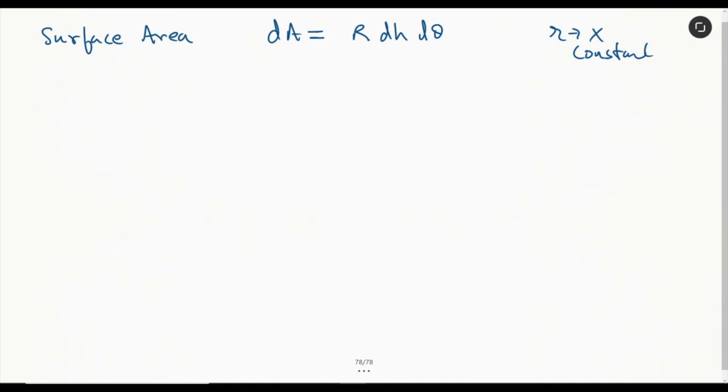Finding the surface area, we'll take dA is equal to r dh d theta. Small r is not there, right? Small r is not there. It is going to be constant as capital R, because we are on the surface. The radius won't be varying.